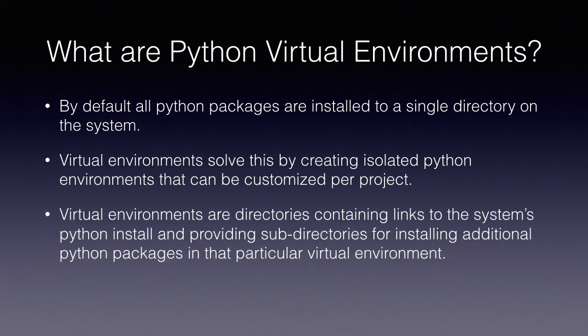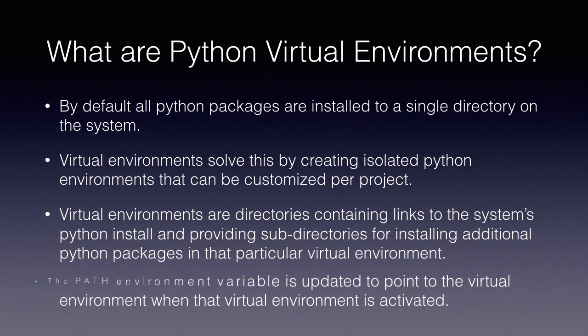This is done by creating a new directory for each virtual environment with links or copies of the Python executable, library, and tools. Then subdirectories are added to hold the installed packages for that particular virtual environment. When a virtual environment is activated, the path environment variable is updated to point first to the virtual environment's bin directory. This means that the virtual environment's Python instance will be found and executed when Python is run, and subsequently the packages installed in that virtual environment will be used.